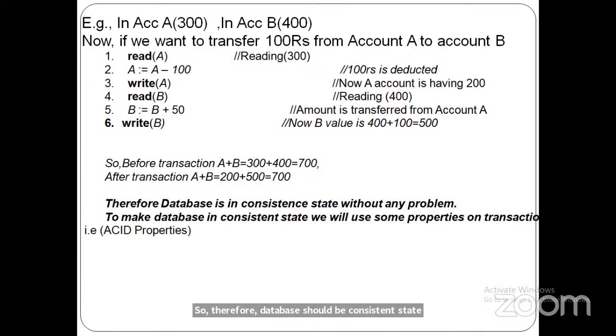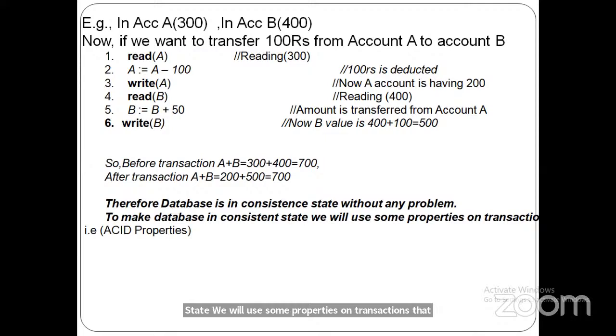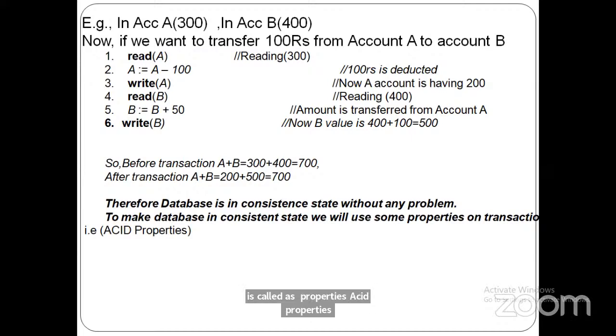To keep the database in a consistent state, we use some properties of transactions that are called ACID properties. ACID properties are nothing but atomicity, consistency, isolation, durability.